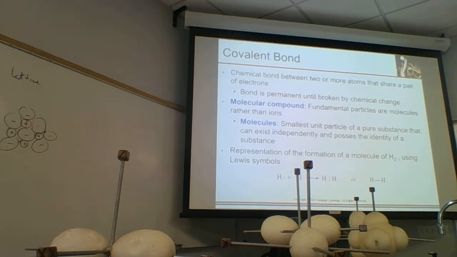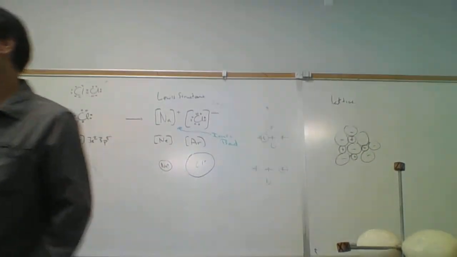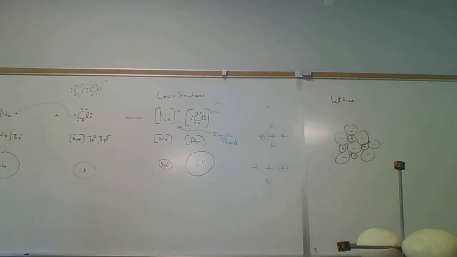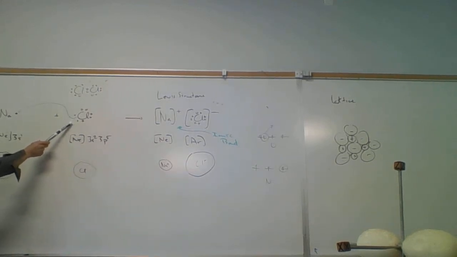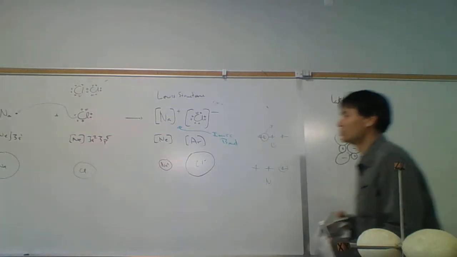Look at this, ionic bonds. Now, what happens in covalent bonds is this. Here chlorine's a very powerful oxidizer, and sodium's ionization energy isn't so great. And so it's easy for chlorine to strip the electron off sodium.